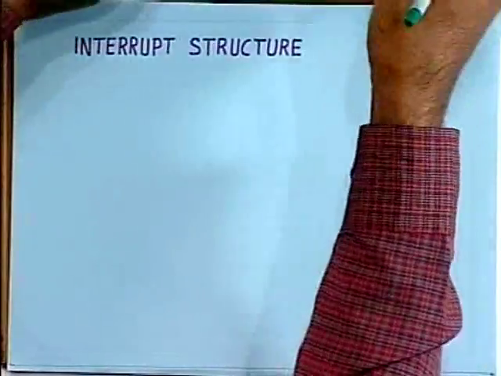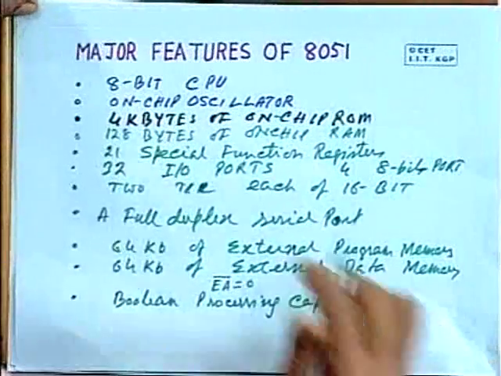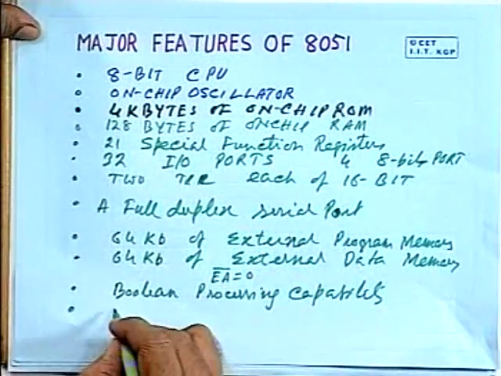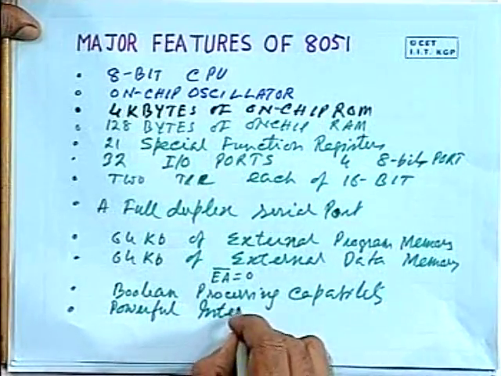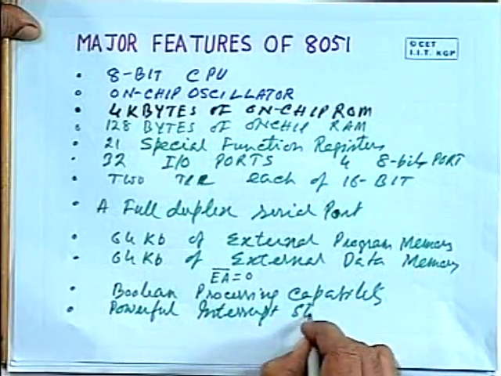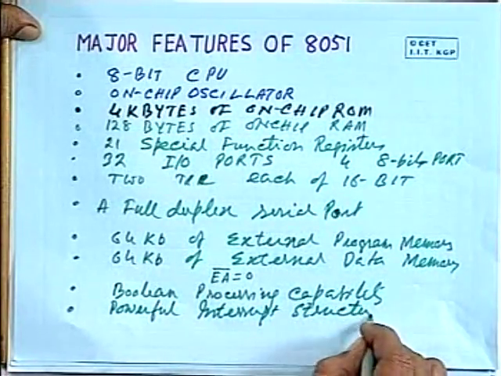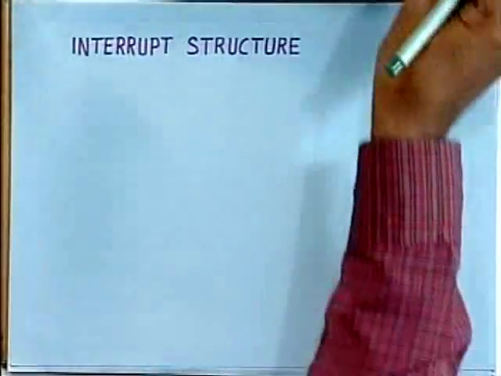Then I should also mention that your 8051 has got a powerful interrupt structure. We have seen that interrupt structure plays a very important role for real-time control applications, and a powerful interrupt structure is very important, and that's why this powerful interrupt structure is provided in almost all microcontrollers. Let's see how it is provided in your 8051.